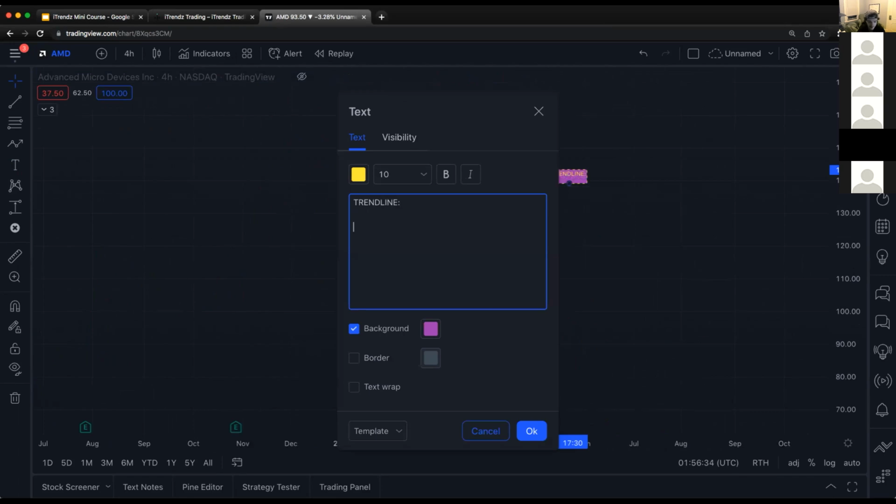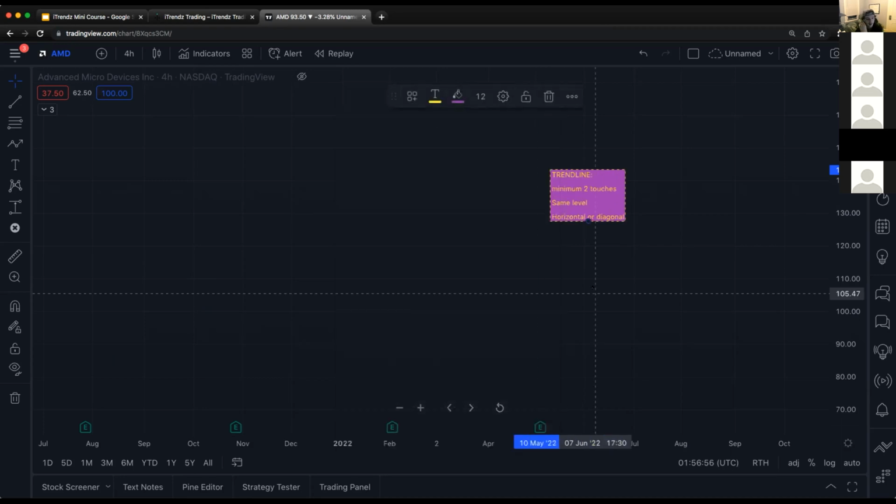A trend line is going to consist of a minimum of 2 touches, right? And they have to touch on the same level. So it has to be the same level, and they can be horizontal, or diagonal. So a trend line has to have 2 touches.